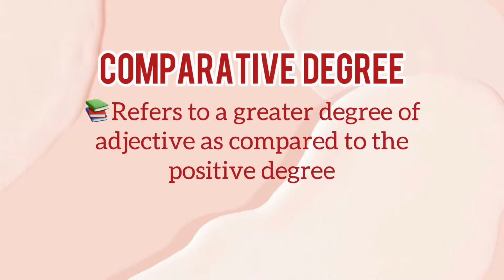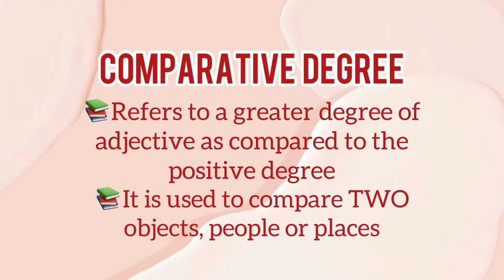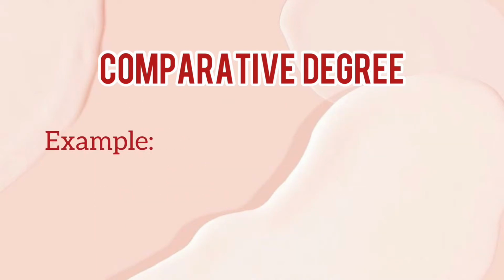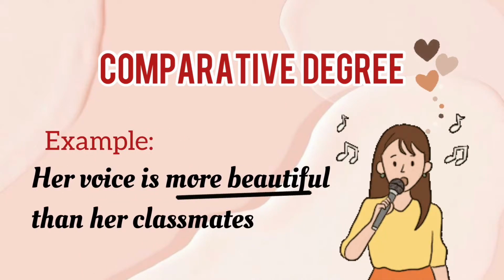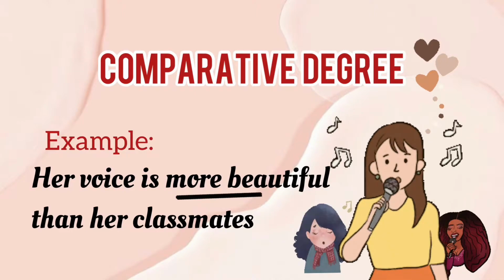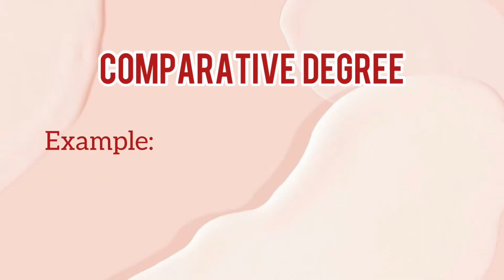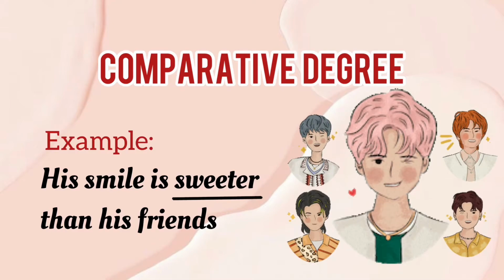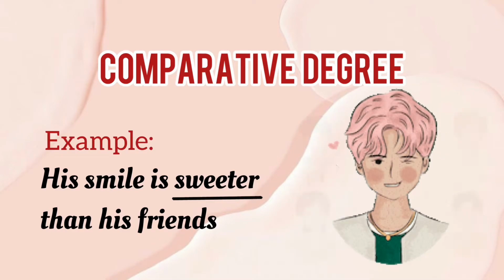Secondly is the comparative degree. It refers to a greater degree of adjective as compared to the positive degree. It is used to compare two objects, people, or places. For example, her voice is more beautiful than her classmates'. His smile is sweeter than his friends'.